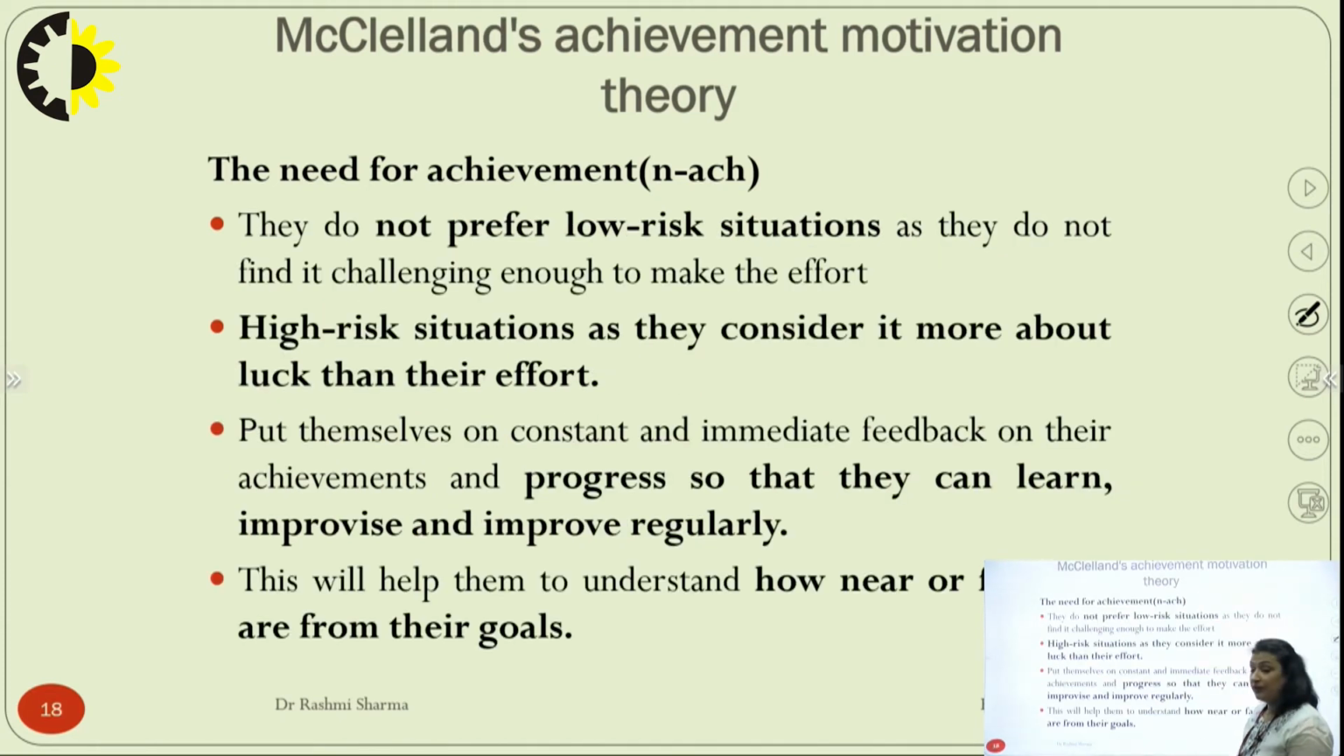So these are, obviously I told you, they take a medium risk situation. They don't prefer high risk. They don't take the high risk efforts, and obviously they improvise and improve on the task if they have failed in a particular action. If they fail, then they look into what all factors resulted in failure, and then they try to overcome those particular factors, and again try to improve and excel in that particular thing. So they know how near or far they are from their goals. They have some specific mindset, they have their goals.